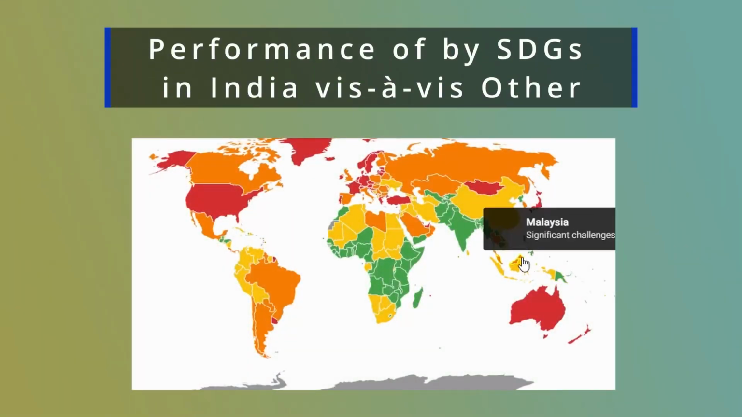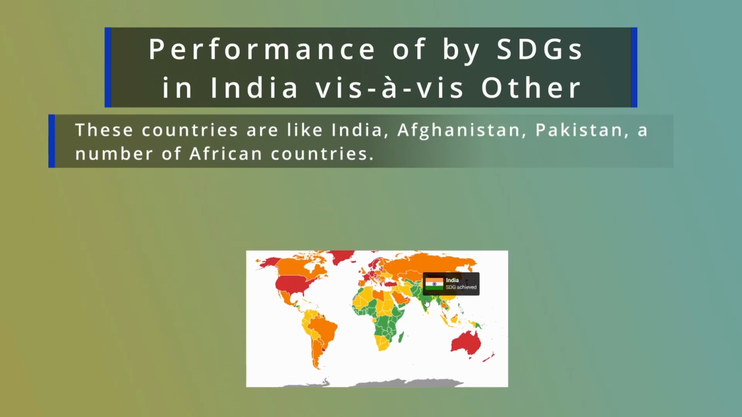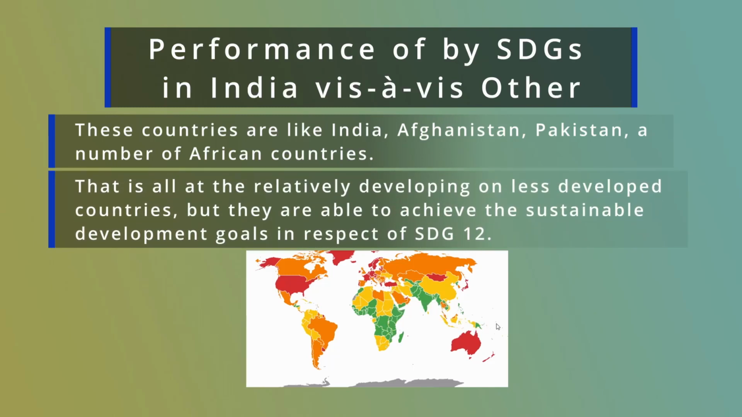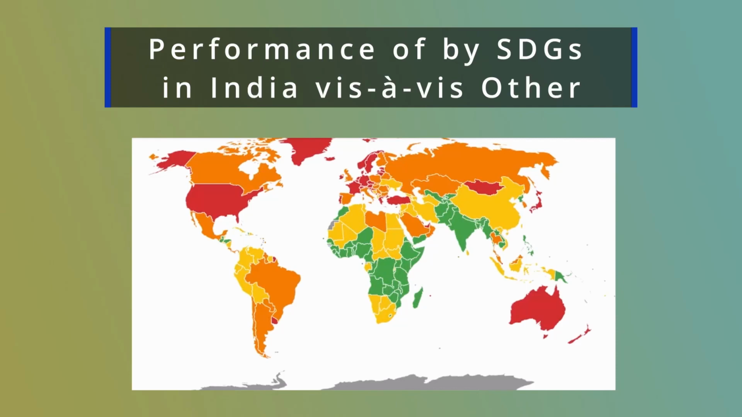Similarly, if you consider two other indicators where India has already achieved the sustainable development goals, like SDG 12 and SDG 13, this is the scenario of SDG 12. Here the green colored countries have already achieved the goals, and these countries are like India, Afghanistan, Pakistan, and a number of African countries. That is, all are relatively developing or less developed countries, but they are able to achieve the goals in respect of SDG 12. But the developed countries like Australia, Denmark, Canada are not able to achieve the goals in this particular indicator, and for them major challenges remain.